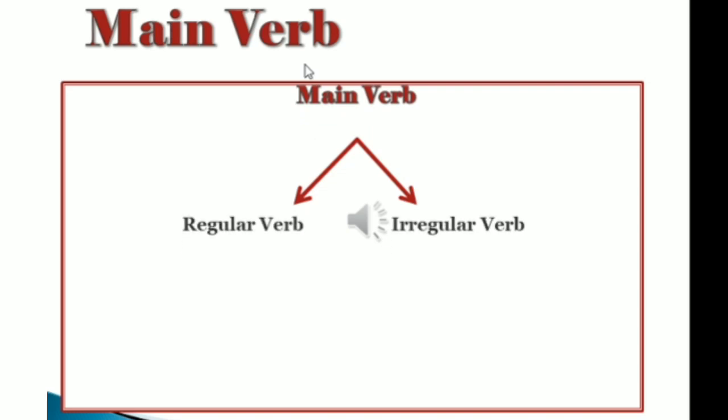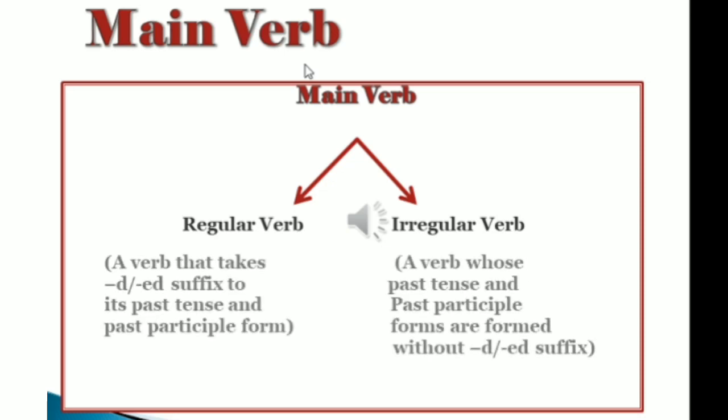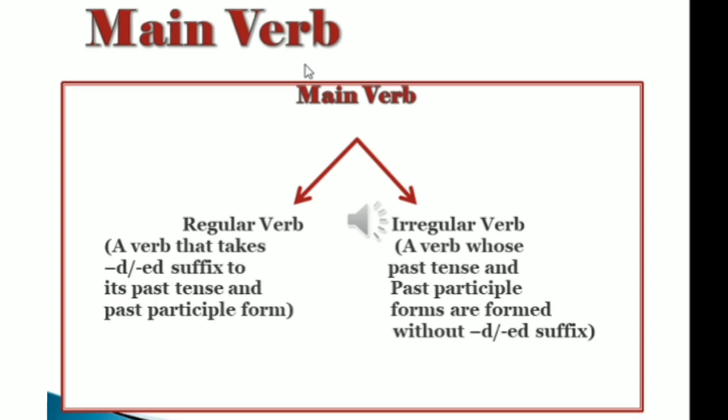A verb that takes d or ed suffix to its past tense and past participle form is called a regular verb. And a verb whose past tense and past participle forms are formed without d or ed suffix is called an irregular verb. So irregular verbs are formed very differently. They do not take d or ed suffix while we make their past tense and past participle forms. Let us learn this by some examples.